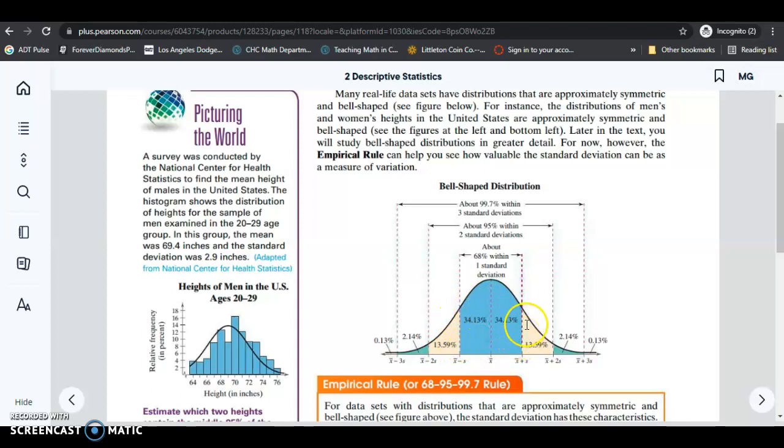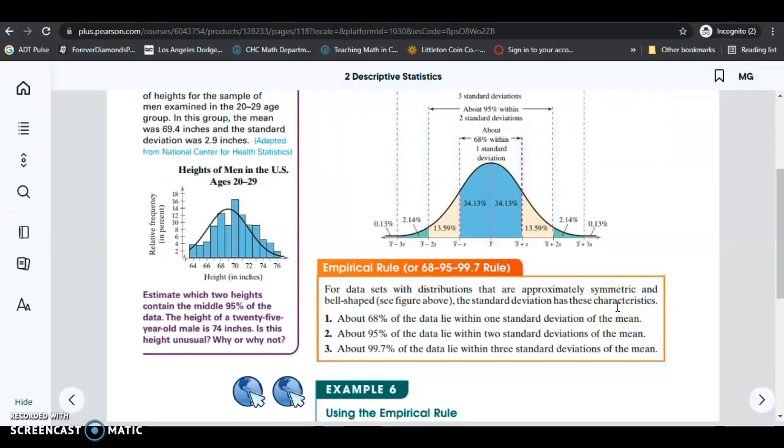Okay, this line here is 1 standard deviation to the right. This is 2 standard deviations to the left, 2 standard deviations to the right, and so on. So you have what's called the empirical rule, or the 68, 95, 99.7 rule, which says that about 68% of the data are within 1 standard deviation of the mean, 95% of the data are within 2 standard deviations of the mean, and approximately 99.7%, which is almost the entire data set, is going to be within 3 standard deviations of the mean.